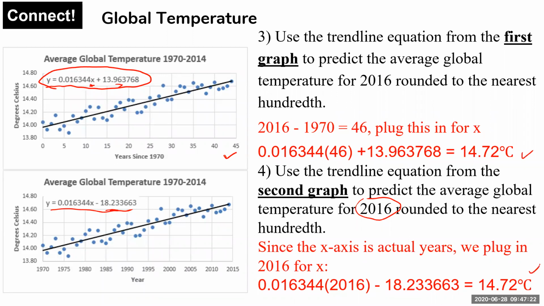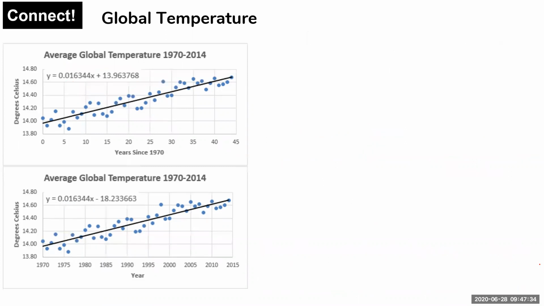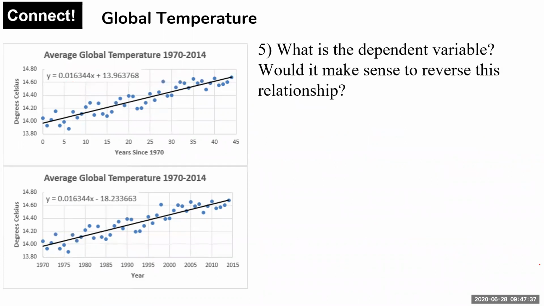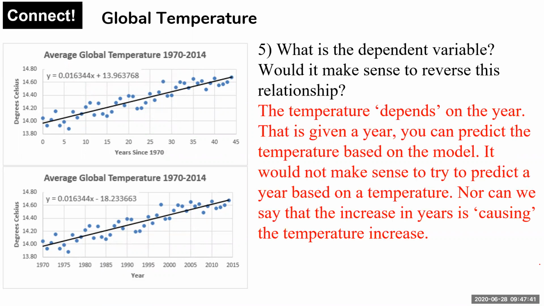This is very insightful and very, very significant. You're going to see these kinds of examples in your assignments, so note when to use what. Good, nice. Now, what is a dependent variable? Would it make sense to reverse this relationship? It wouldn't make sense. Temperature depends on the year.